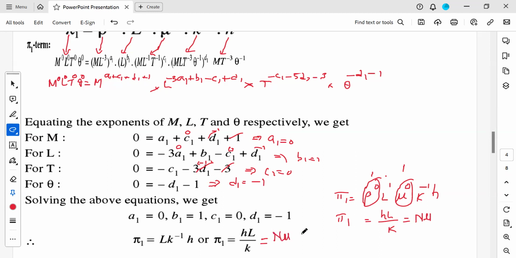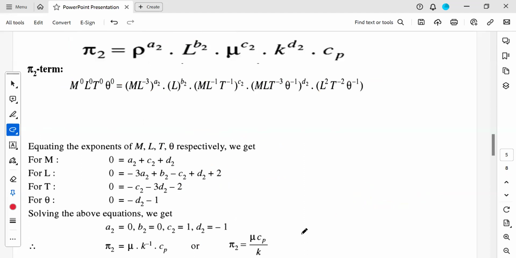The next step is considering the pi 2 term. Consider the pi 2 term and apply dimensional homogeneity. For pi 2, the dimensions will be M power 0, L power 0, T power 0, theta power 0. For rho, it is (M L^-3) whole power a2. For L, it is L only.